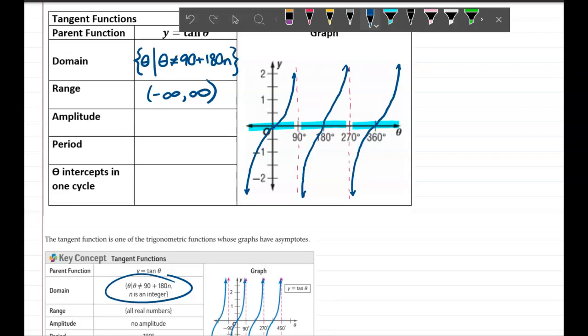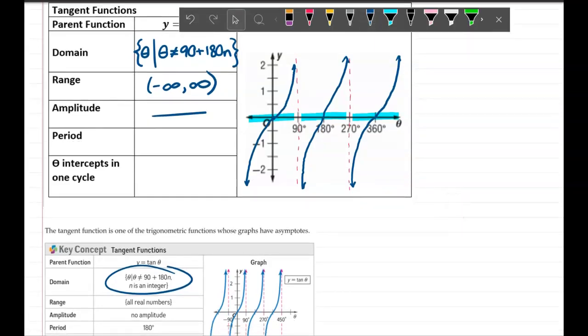It doesn't have an amplitude because it doesn't go up and then back down. It just goes up forever and down forever. So there is no amplitude. And then the period where it repeats is going to be every 180 degrees.